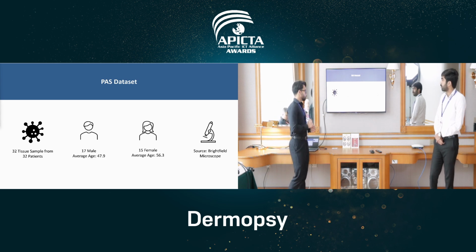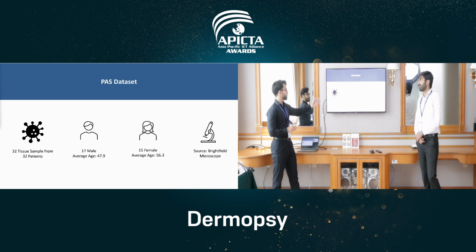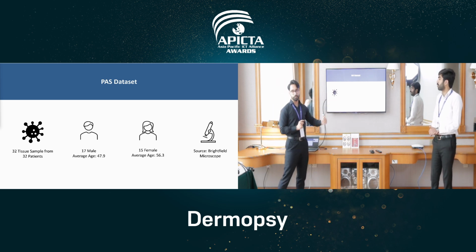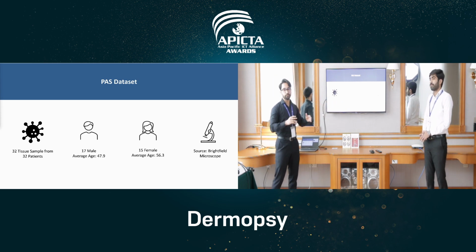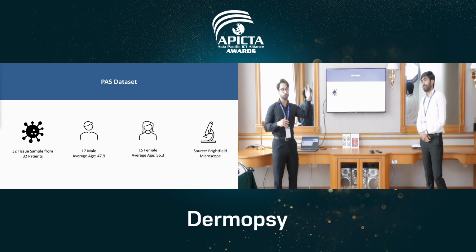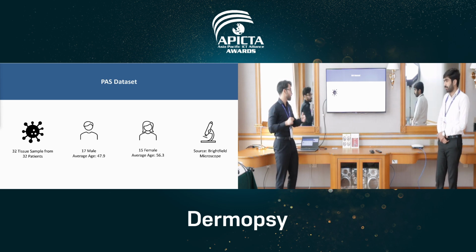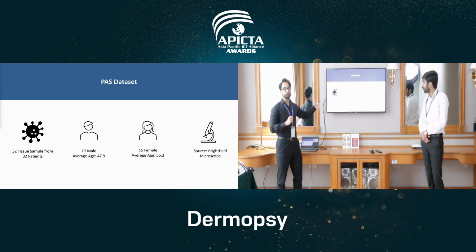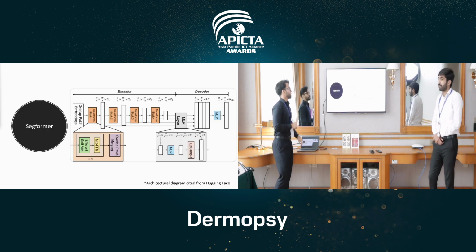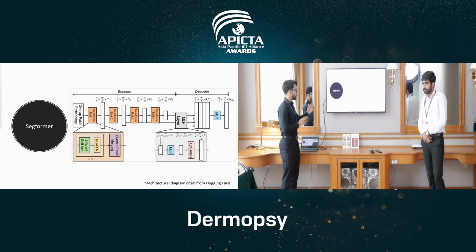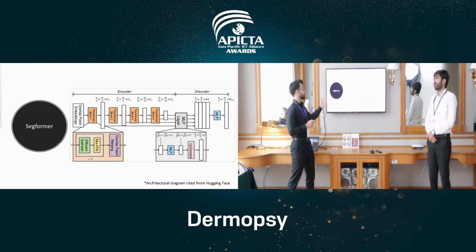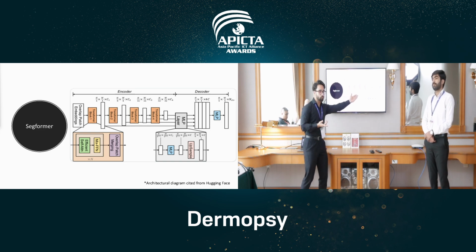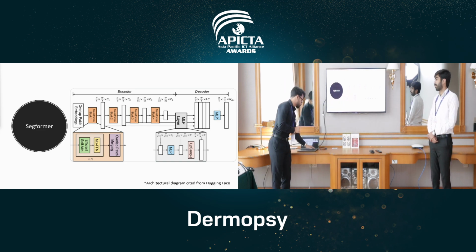The dataset for this was provided to us by Skin again, with 32 tissue samples, 17 of them male and 15 female. This seems like a small number for a dataset, but these images are very high in resolution, ranging from 20 to 25,000 pixels in each dimension. So we performed patching on this, which increased our dataset size to approximately 20,000 images. The model we used for this purpose was a SegFormer, which is a transformer-based model. The reason we went for this model was because of its simplified decoder and its self-attention mechanism.